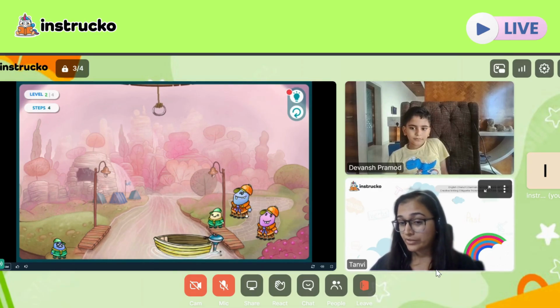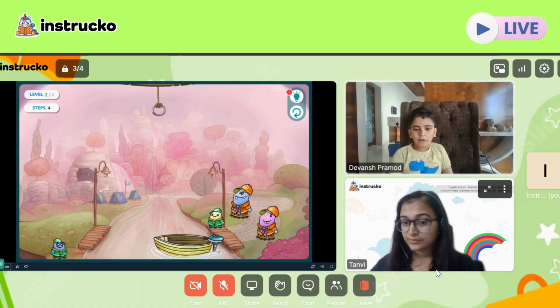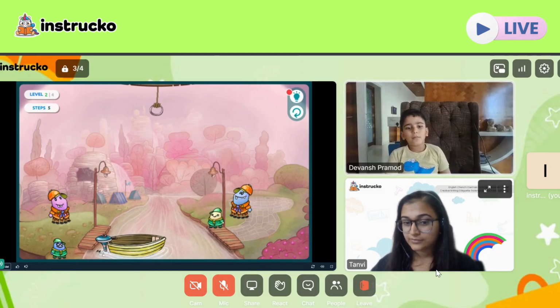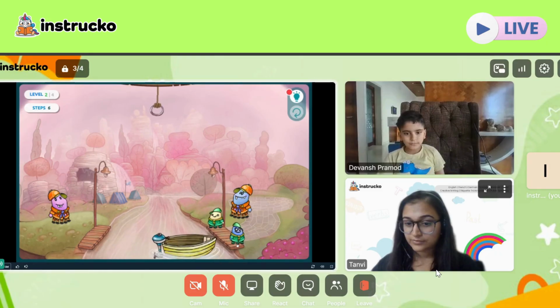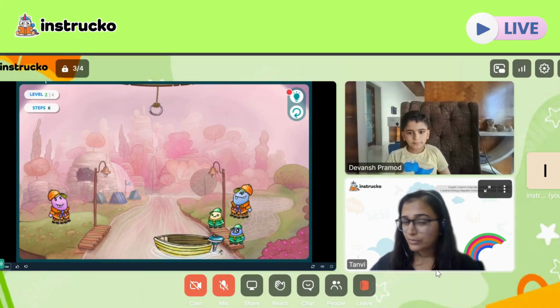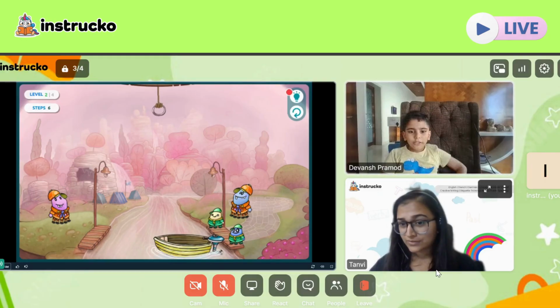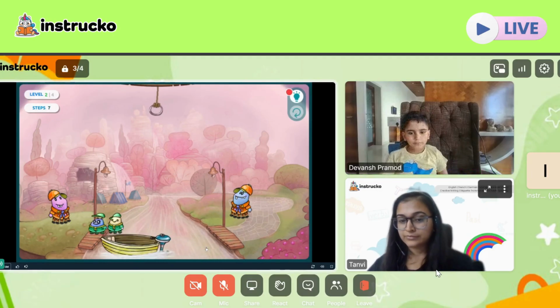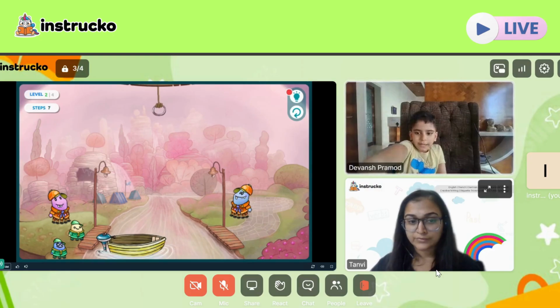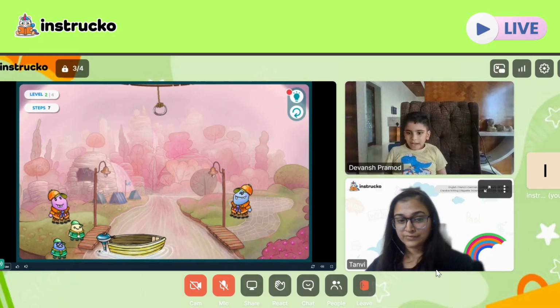Big one can go alone, Devansh. It cannot sit with the little one. So the one big one will go. The other small one will drive the boat again, and then the big one will go. The big one will come back again to drive the boat because it has to. So the two littlies will go. Like this, and then the boat will go like that.